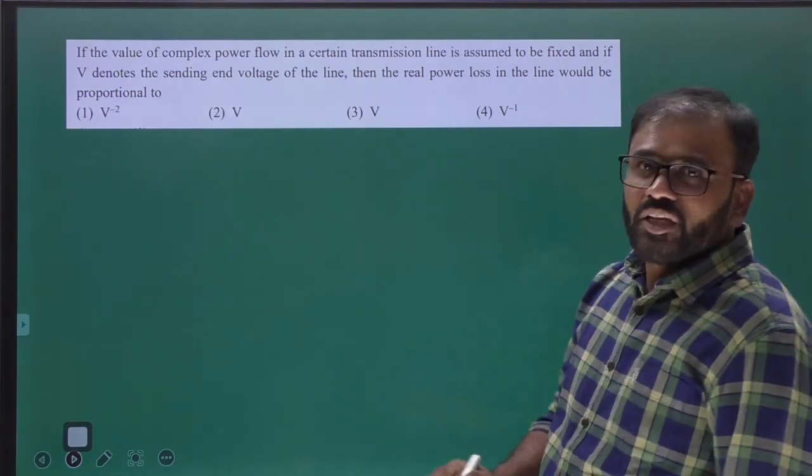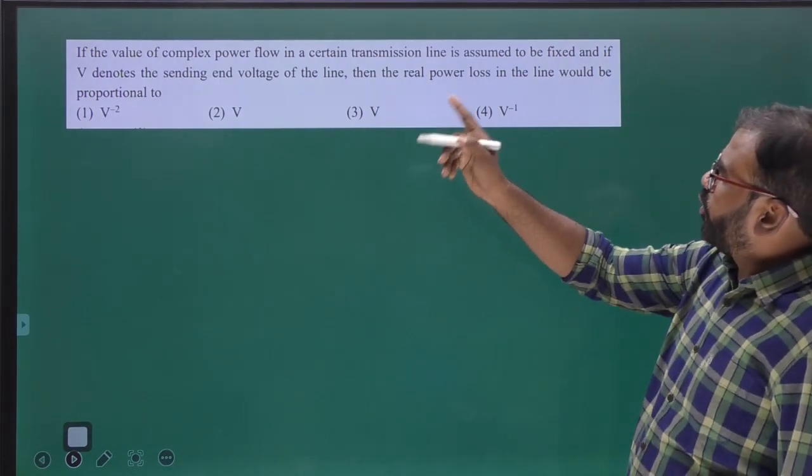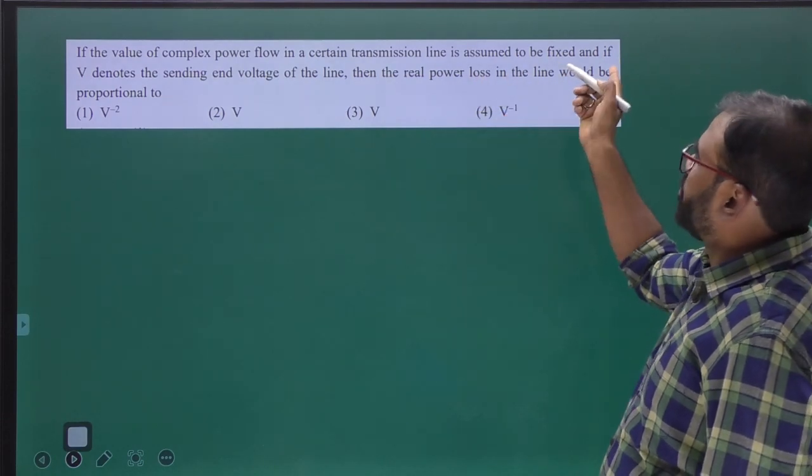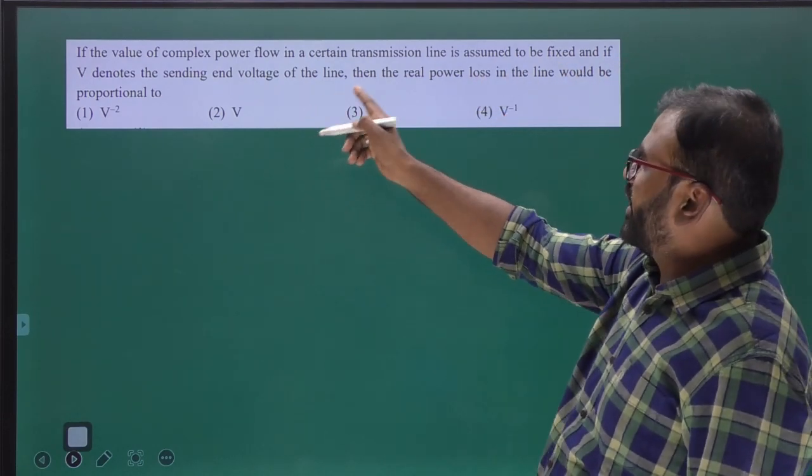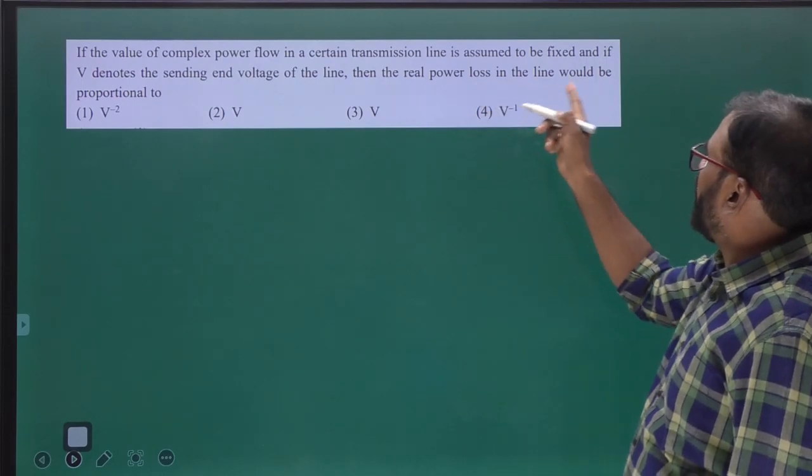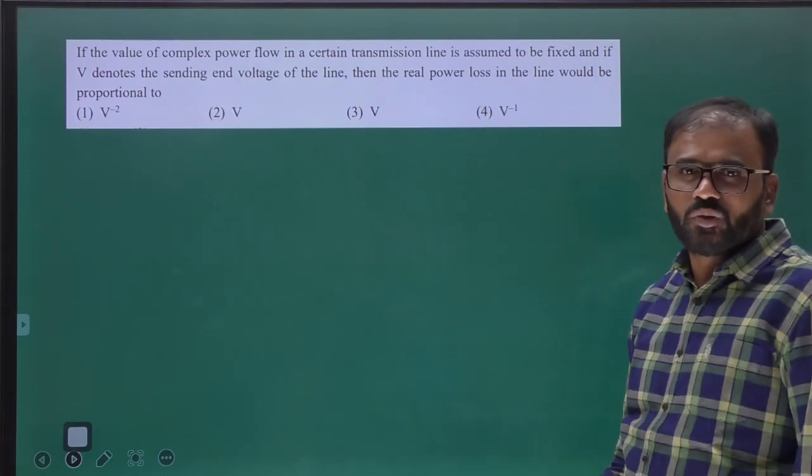In this question, if the value of complex power flow in a certain transmission line is assumed to be fixed, and if V denotes the sending end voltage of the line, then the real power loss in the line would be proportional to.